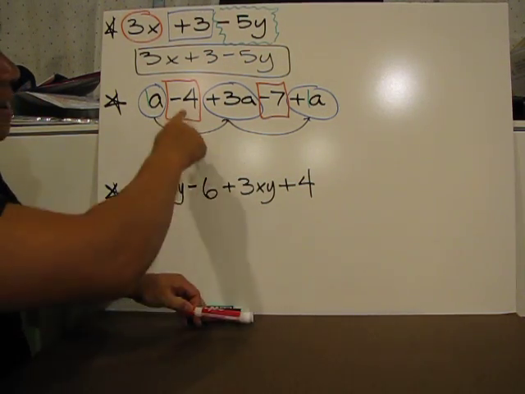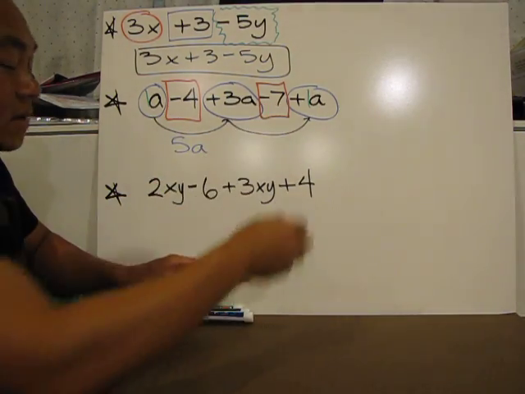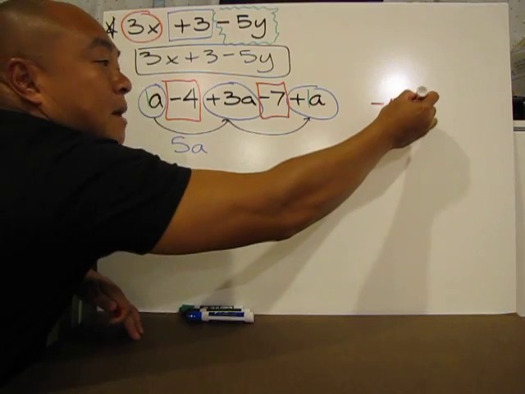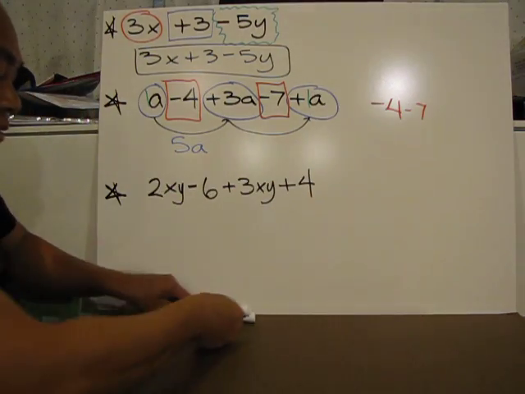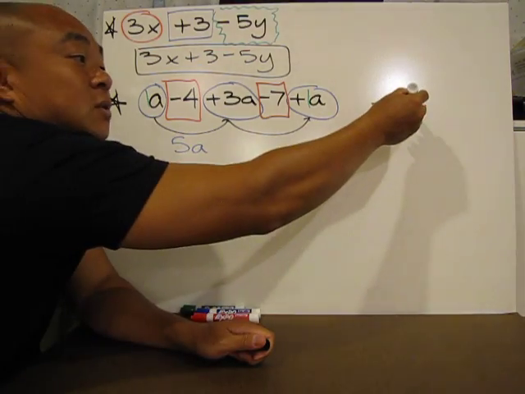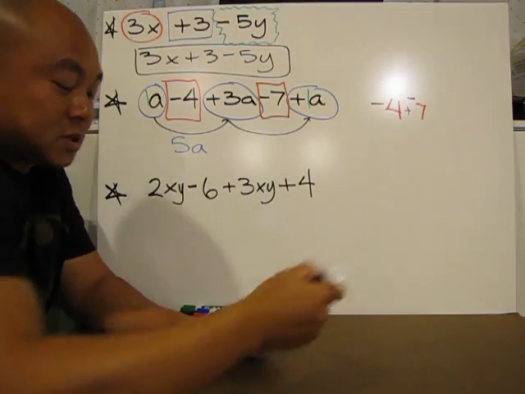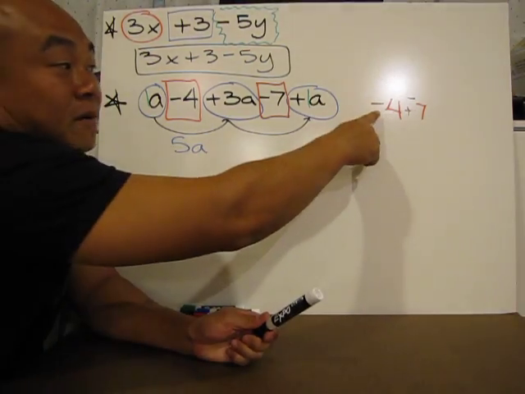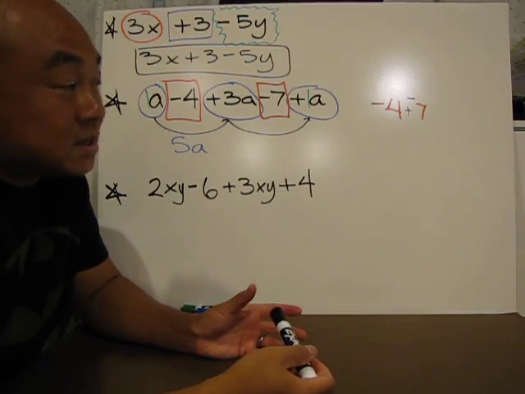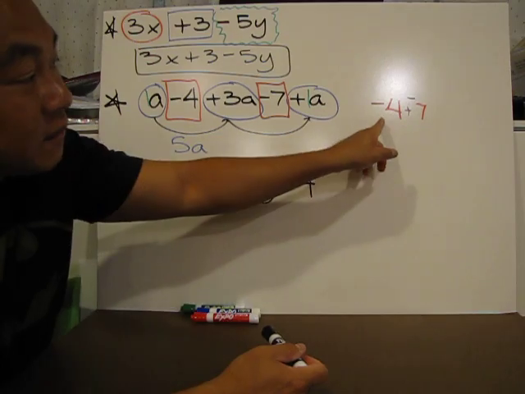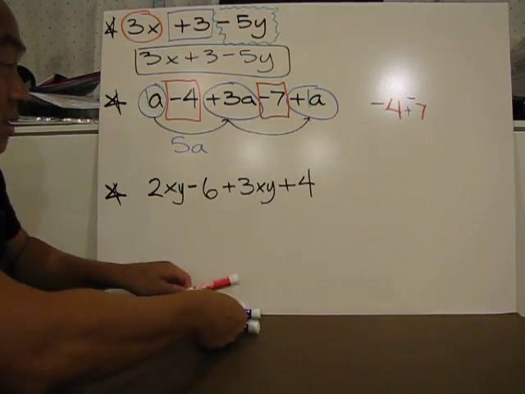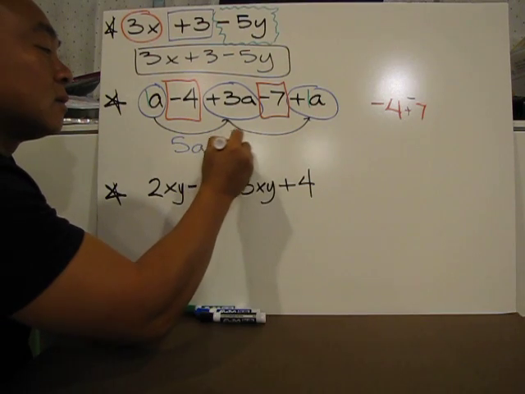Next, I have a negative 4 minus 7. So if you wanted to just take negative 4 minus 7, for those who are still having difficulties with the subtraction, let's change this to a plus, change that to the opposite. I now have negative 4 plus negative 7, and according to our addition rules for integers, if they're both negative, add them together and keep the sign. So that makes it negative 11.